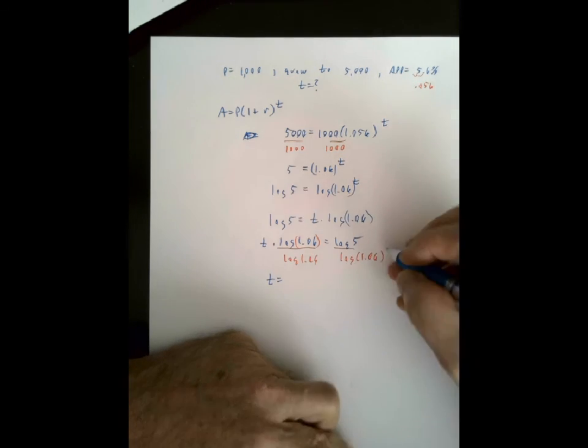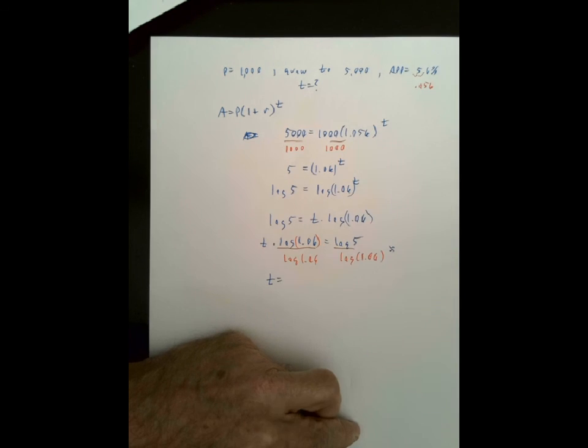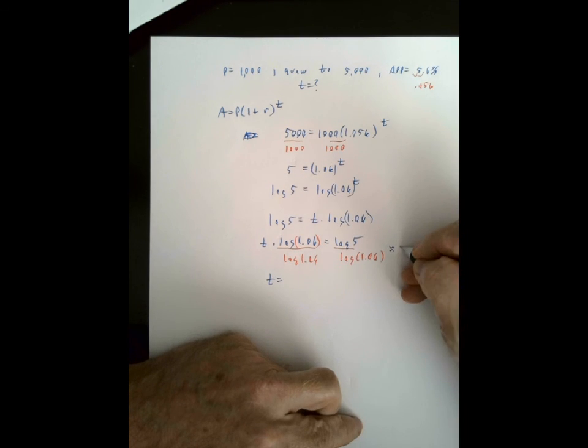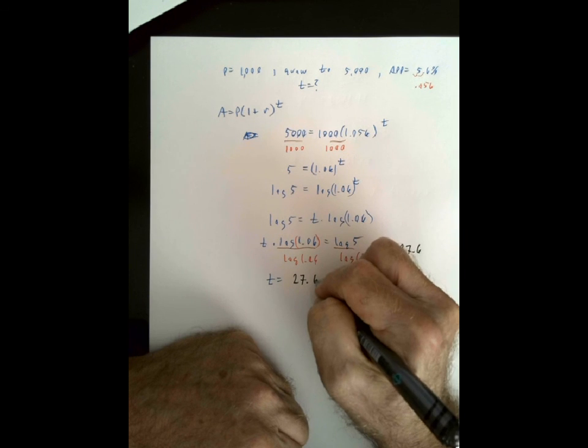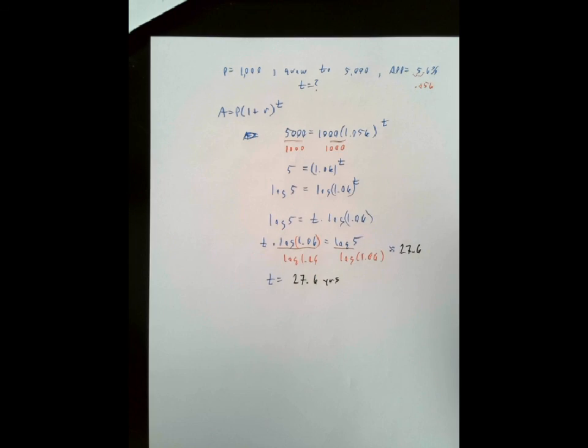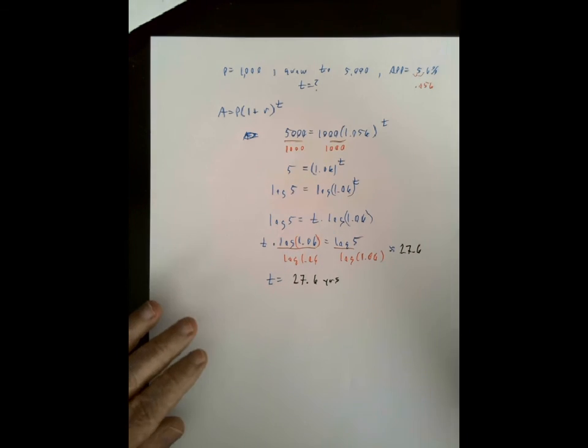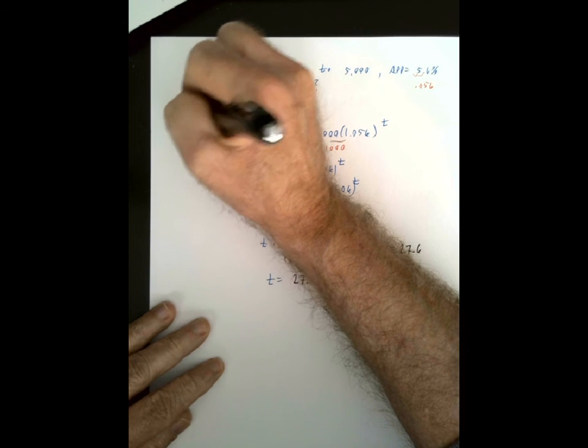And that works out to be, and you're going to love this number, you should try it yourself, 27.6. So that means it would take 27.6 years for that money to grow from $1,000 to $5,000 under these conditions of an annual percent rate of 5.6%. Hopefully that's going to be enough to get on with. I haven't numbered these examples, but this is about example number 4, I think.